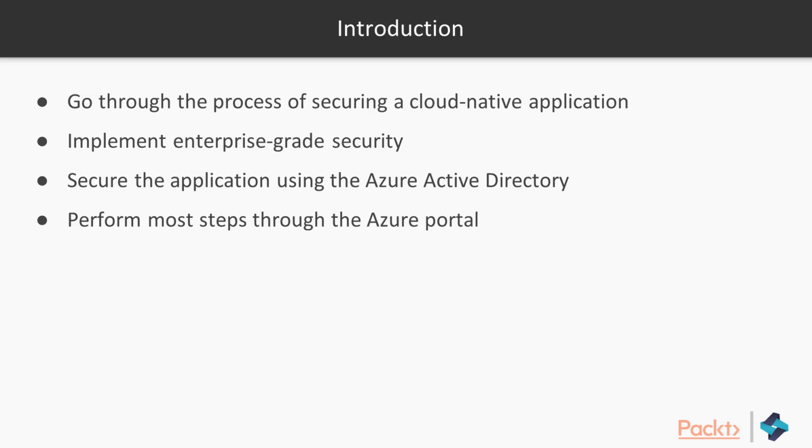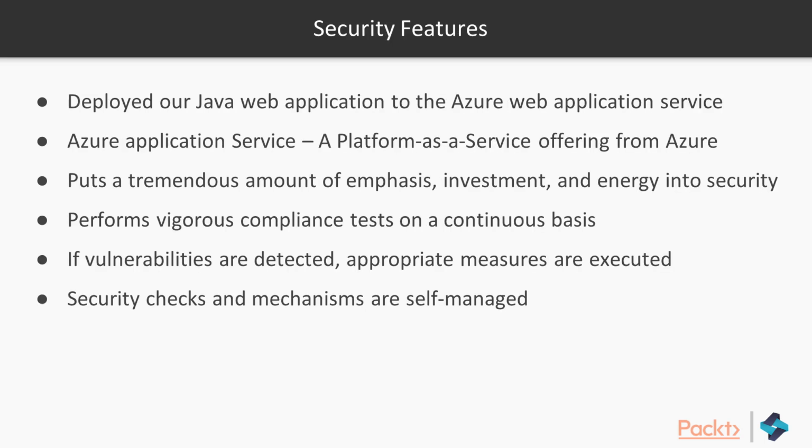Using the methods described in this section, you'll be able to implement enterprise-grade security in your Azure cloud applications with ease and efficiency. We'll use the application that we created in the previous section and secure it using the Azure Active Directory. We'll perform most steps through the Azure portal, so get ready to follow along with the video and secure your instance of the sample application as well. In case you need to refer to a particular step, you can always pause the video or play it at a slower pace. We'll begin with a discussion on the existing security features of Azure Web Application.